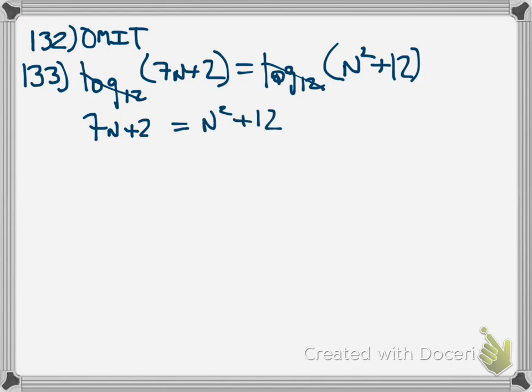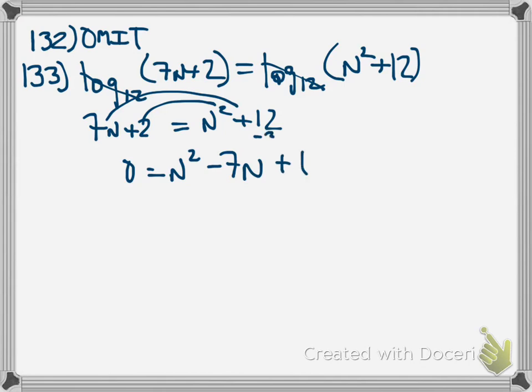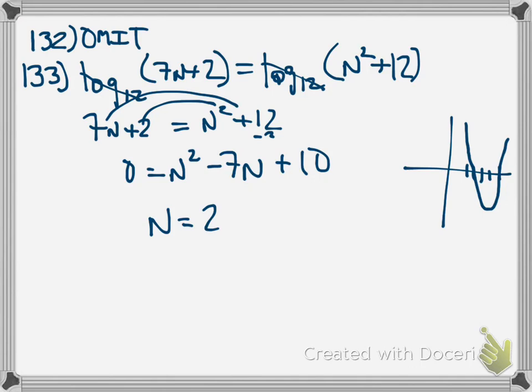Since this has an n squared, this is a quadratic, so everything needs to move over to one side. So I would get 0 is equal to n squared minus 7n, and then I have 12 minus 2, which would give me 10. Again, you could graph that fairly easily. I think that's the easiest thing to do. I mean, we could factor it, and you should get answers of 2 and 5 for that. So that would tell you that n is equal to 2 or 5.